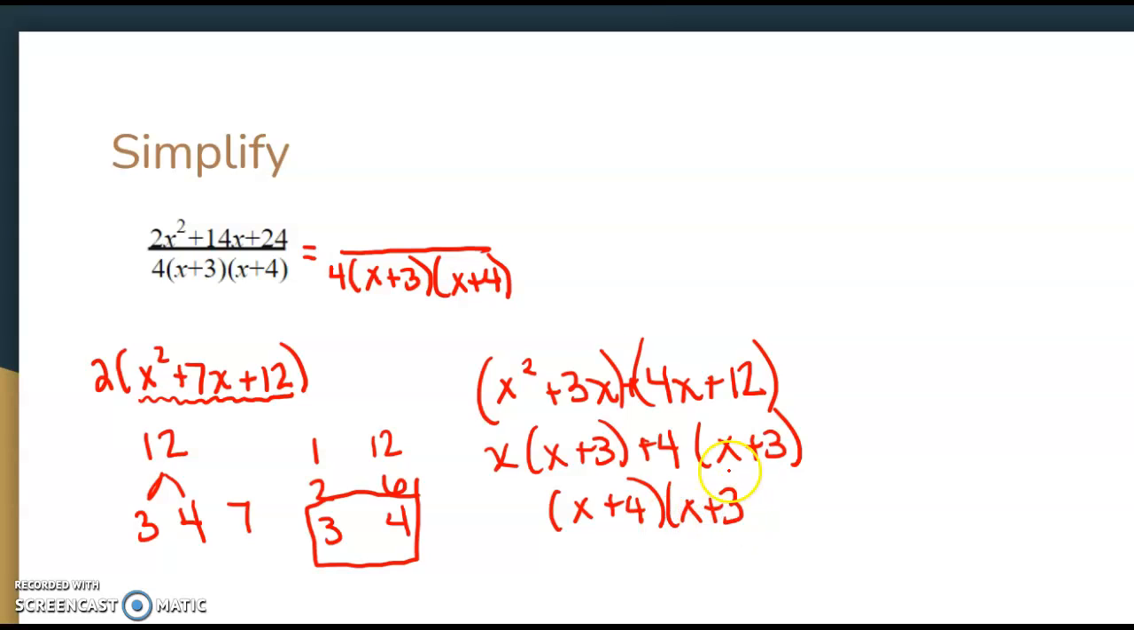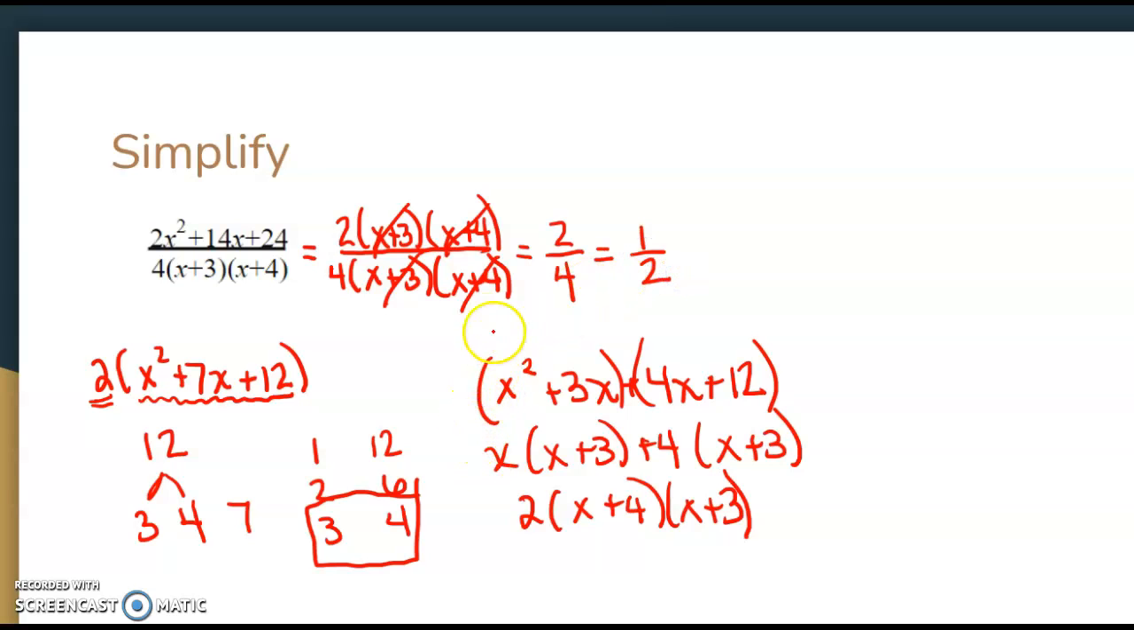and x plus 3. Okay, and don't forget that 2, the GCF that we pulled out at the beginning. So I've got 2, x plus 3, and x plus 4. And you'll see the x plus 4's cancel and the x plus 3's cancel. So I'm left with 2 over 4. But 2 over 4 is also a fraction that can be reduced to 1/2. Okay, so the goal is to factor completely, cancel what you can, reduce any coefficients that you have.